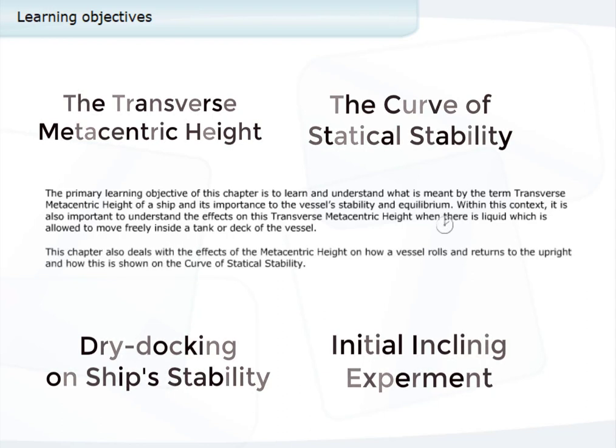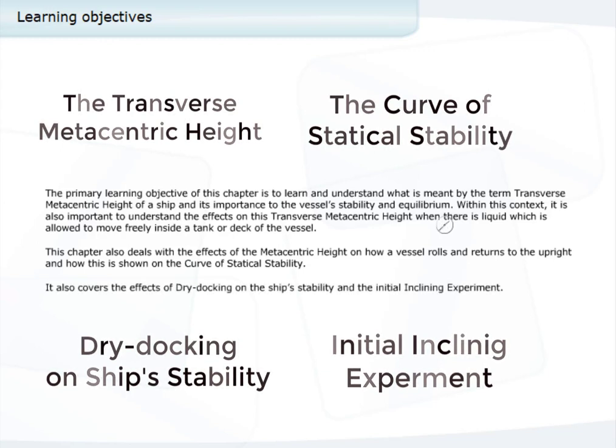This chapter also deals with the effects of the metacentric height on how a vessel rolls and returns to the upright, and how this is shown on the curve of statical stability. It also covers the effects of dry docking on the ship's stability and the initial inclining experiment.